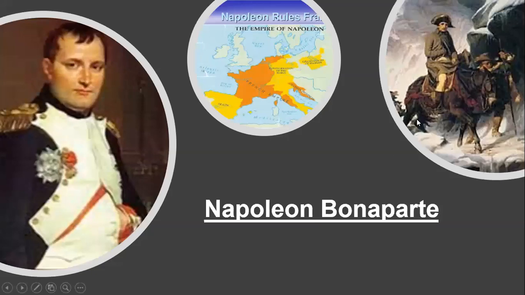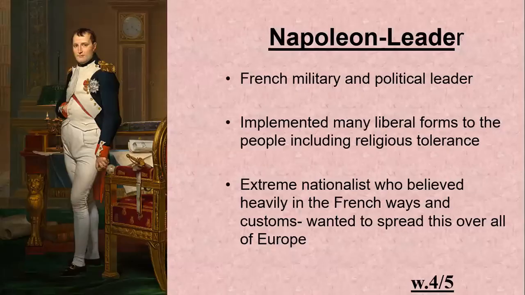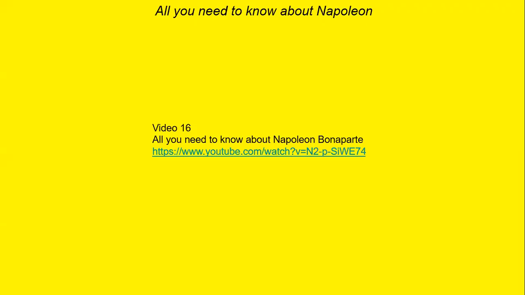Okay, Napoleon, a very, very famous leader, had a lot of paintings done of him. He was a very pompous person and one of the most famous world leaders of all time. He was a French military and political leader. He did some good things for the French people, but he also was known as a warmonger who just went too far. Watch this video, all you need to know about Napoleon Bonaparte.